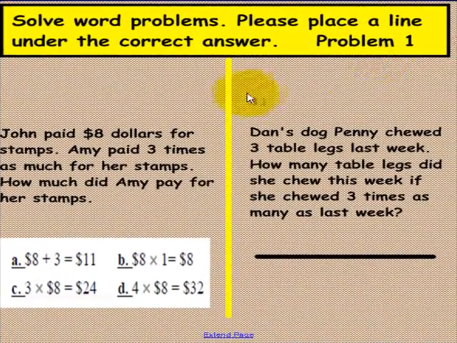Problem 1. You'll notice that problem 1 is divided up into 2 parts. Let's look at the first part. John paid $8 for stamps. Amy paid 3 times as much for her stamps. How much did Amy pay for her stamps? When told to, you'll draw a line under the correct answer for this part.